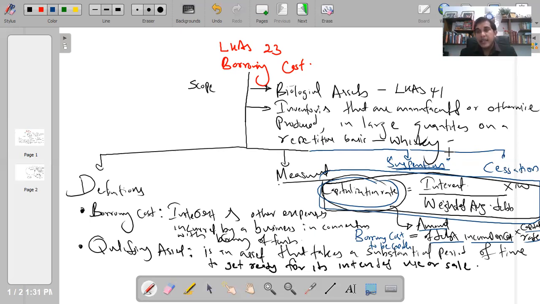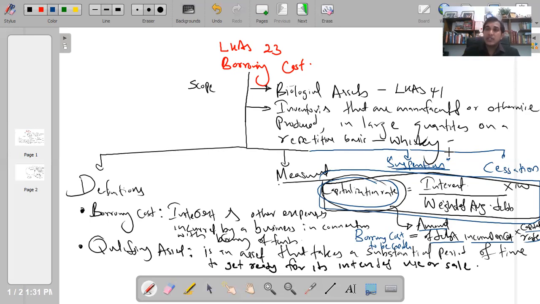Therefore, the standard clearly mentions, if there is a work suspension due to reasons like labor disputes, we can suspend capitalization as well. During that particular period, the borrowing cost should be charged into P&L, not into the qualifying asset. That suspension period, charge into the P&L, profit and loss.